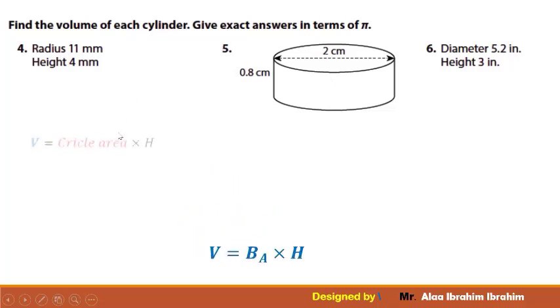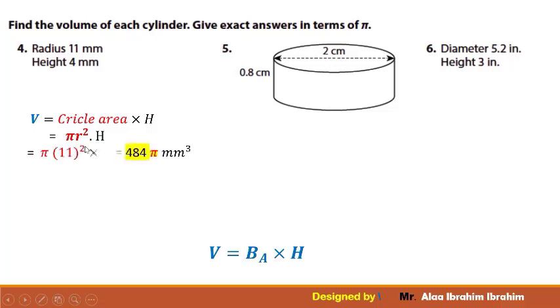So I have to remember my special formula. This is my special one for cylinders, and this is the general one for volume. So circle area, pi r squared, times height. This is my radius, and this 4 here is my height. So I substitute here. This is 11, this is 4. And finally I put the pi. So I multiply these numbers together, then put pi. Okay, this is my answer.